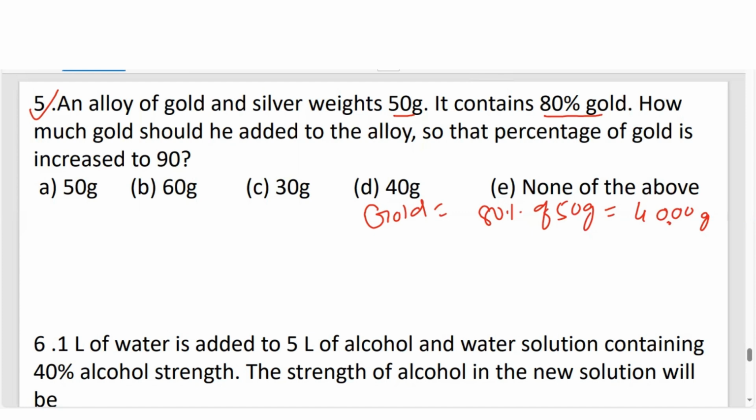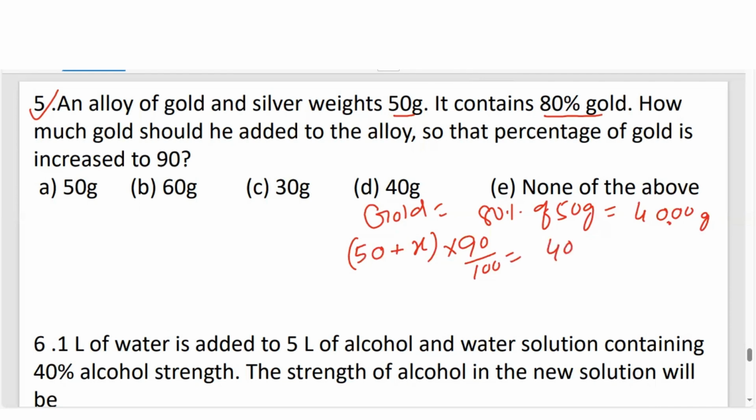Now my question is how much gold should be added to the alloy. The alloy is 50 gram in total. Suppose we are adding X gram of gold. The total alloy will be 50 plus X, since 50 gram alloy is given and we are adding only pure X gram of gold. And now we need 90% of the total to be gold.